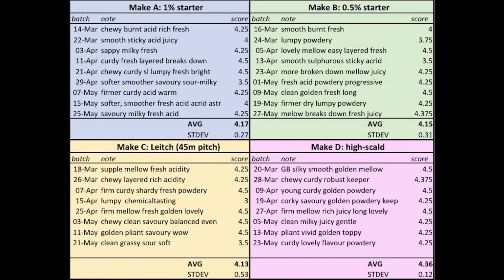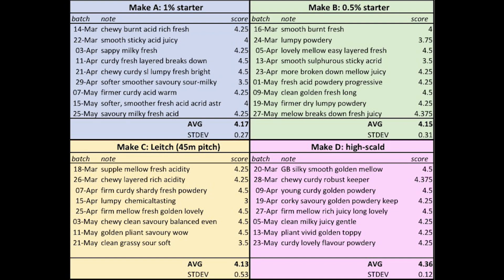And so when we compiled the information like this and started looking at it statistically, a couple of things jumped out at us. The first thing was that if you look at the average of the scores, in many cases they're not really that different from one another. So we've got 4.17, 4.15, 4.13, and this one a little bit higher at 4.36. Now, part of this, I would say, is the fact that my scoring system is terrible.